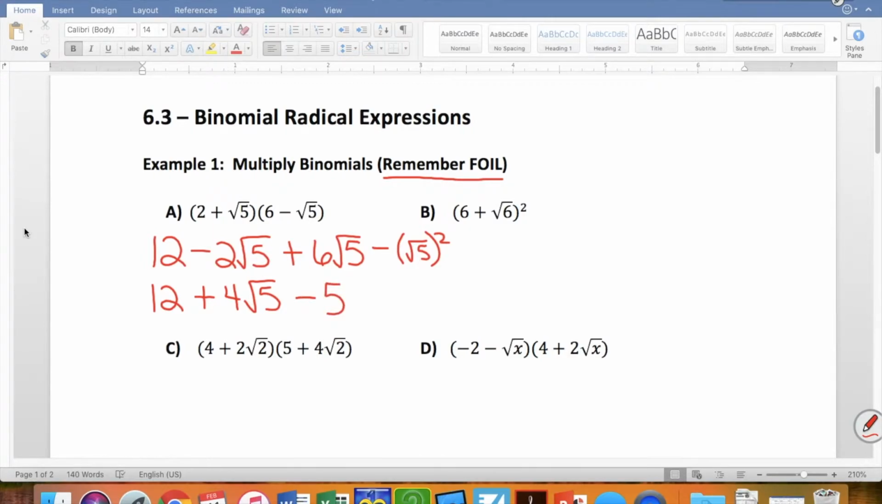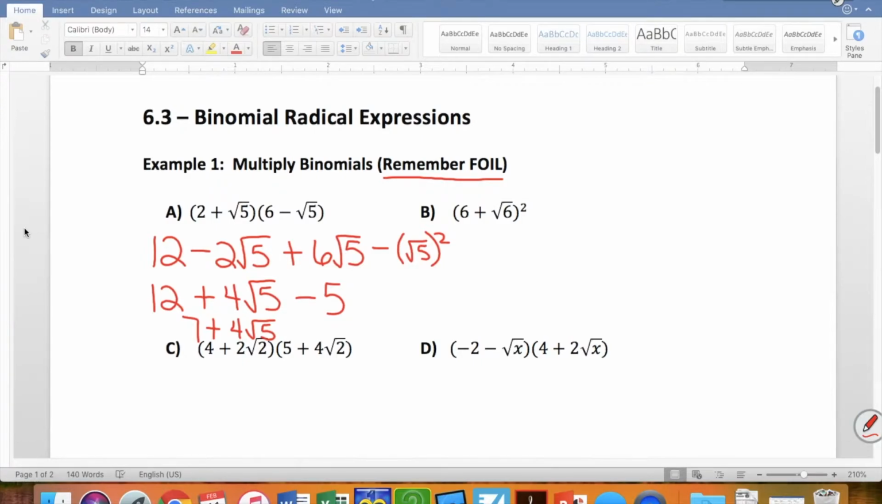Then my last step is combining my 12 and my 5, my like terms there. 12 minus 5 is 7. So my final answer is 7 plus 4 square root of 5. Sorry, I wrote a little big there and didn't give myself enough room.